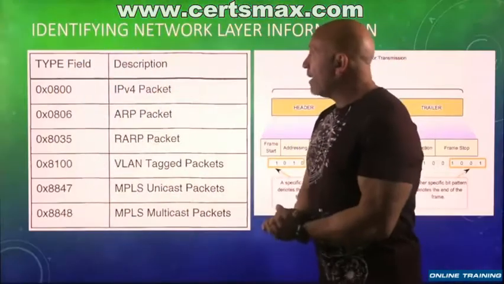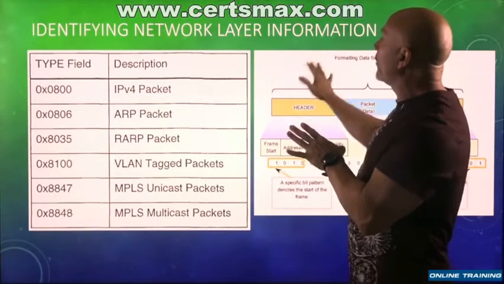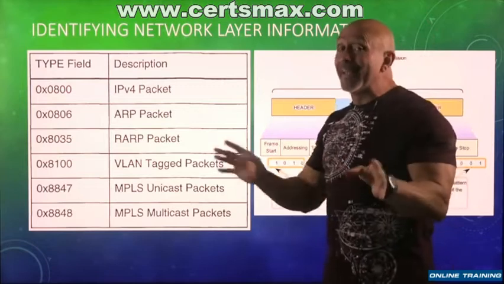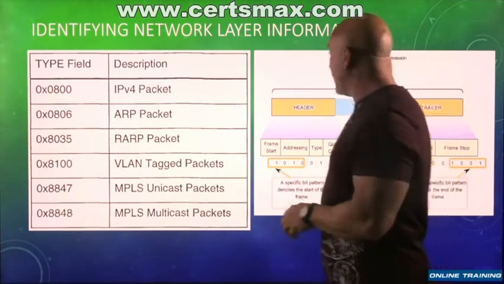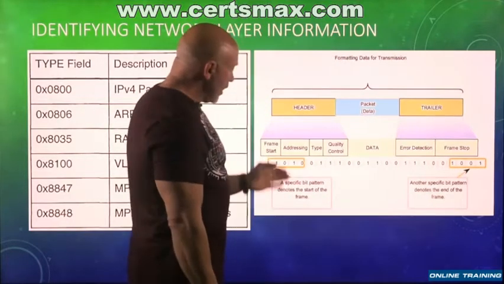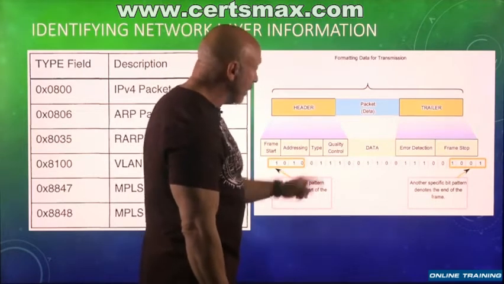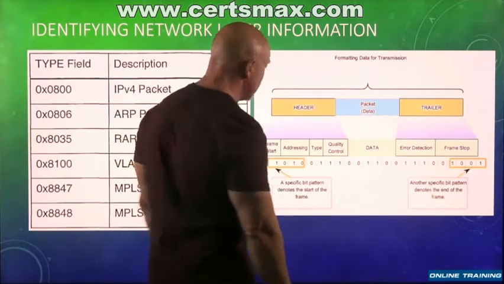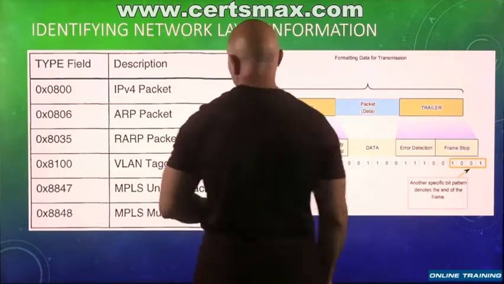All right. Now, one of the things I want you to know is how to identify network layer information through the data link, right? The frame itself. Well, the frame, as you can see in this picture right here, this is what it looks like. You have the starter frame, you have the addressing, and then right here, the type field. The type field. This is how you know what type of packets you're dealing with.